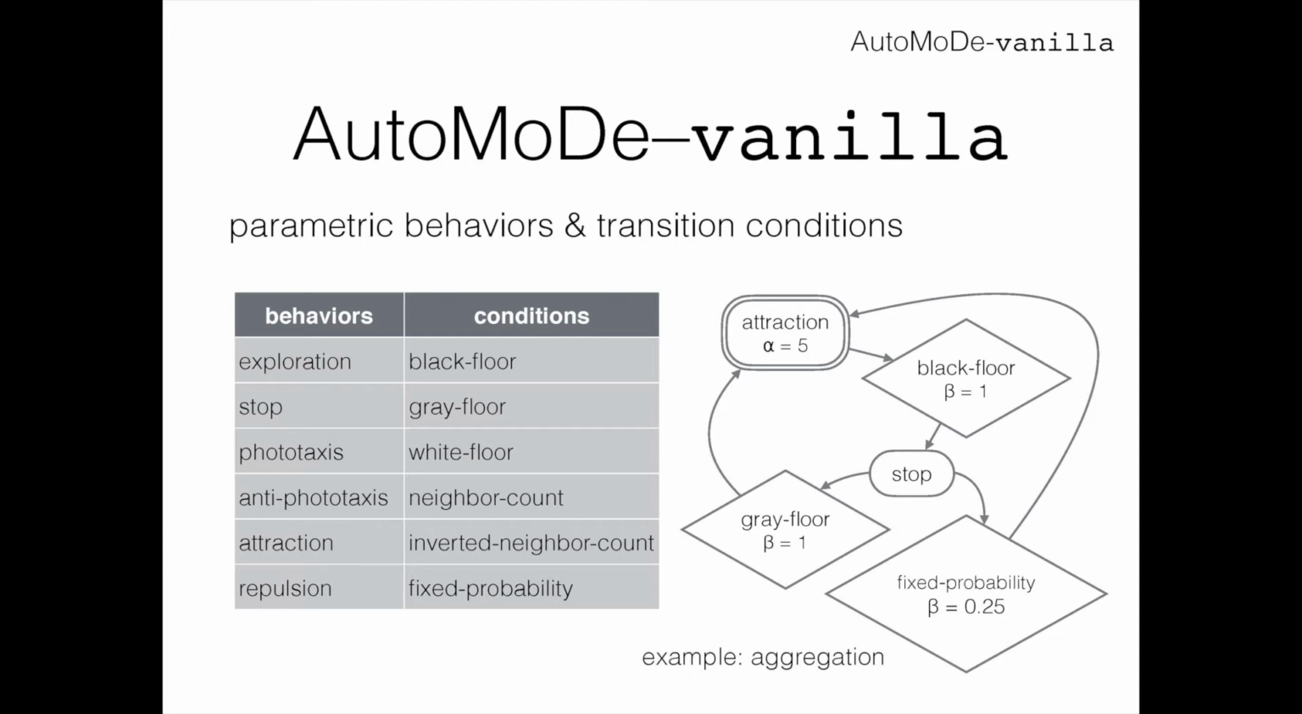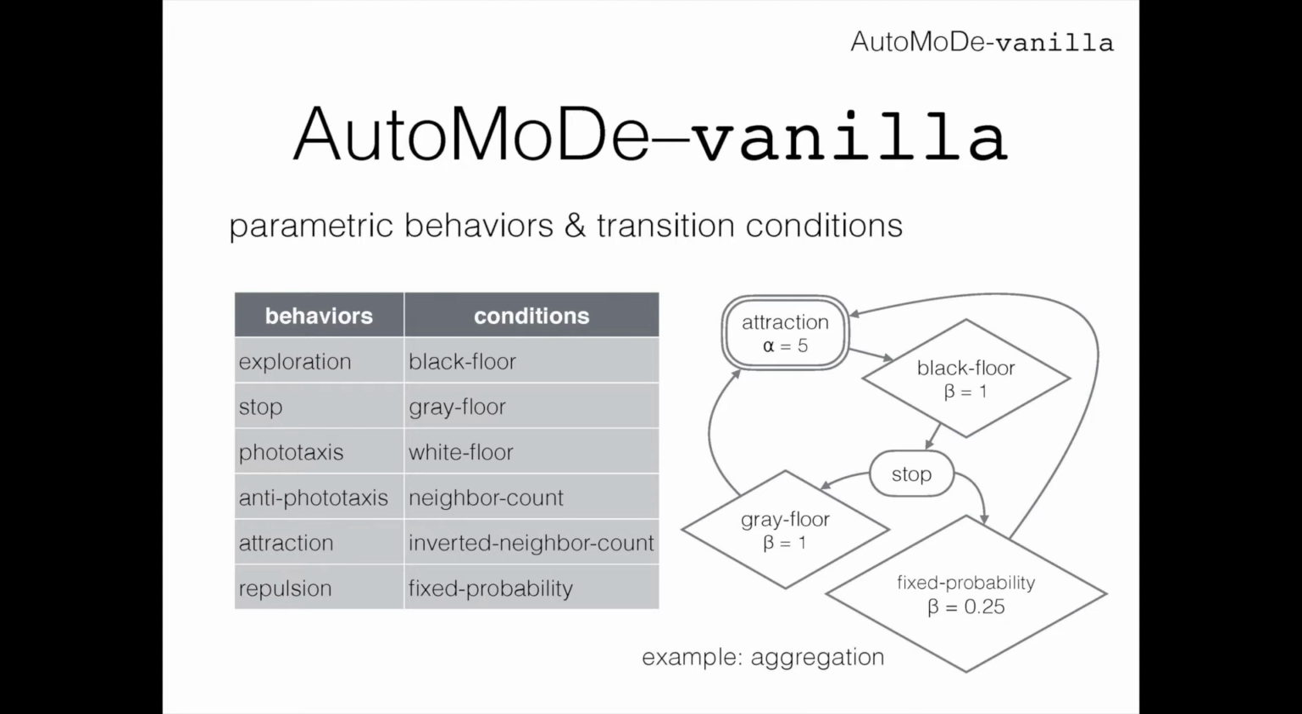light is perceived, otherwise it moves randomly, attraction, in which the robot goes towards its neighboring peers if any is perceived, otherwise it moves randomly, and repulsion, in which the robot goes away from the neighboring peers if any is perceived, otherwise it moves randomly.